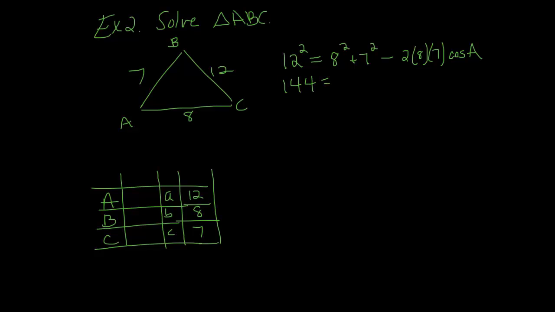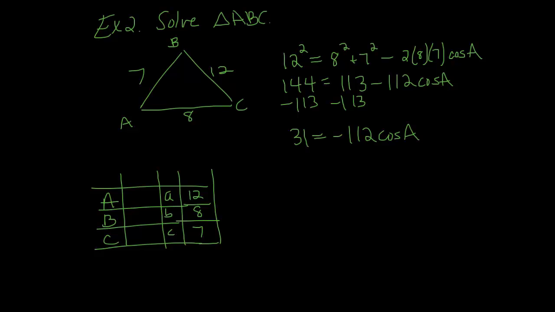equals 113 minus 112 cos A. Okay, don't make a common mistake, and that would be to subtract the 113 and the 112, but you can't do that, right, because the 112 is being multiplied with the cos A, and multiplication happens before subtraction. So instead, I'm going to subtract 113 from each side. That leaves us with 31 here, equals negative 112 cos A.